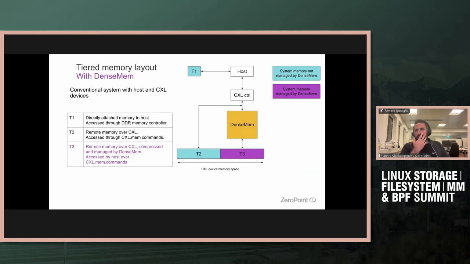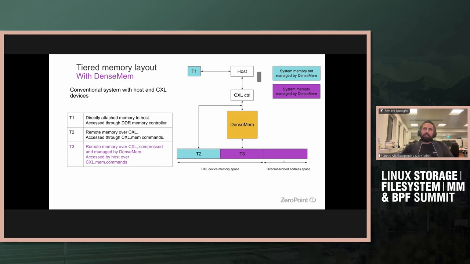And what changes with our IP, which is called Denseman, by the way, is that we now introduce what we call a tier three, which is still remote memory over CXL. From the host point of view, it's still accessed through standard .NET commands. But now this is a compressed memory tier, right? And it's completely managed by our IP and our firmware. So what changes here is that the DPA we expose for this tier three is actually oversubscribed. It's a larger DPA than what the backing media is.